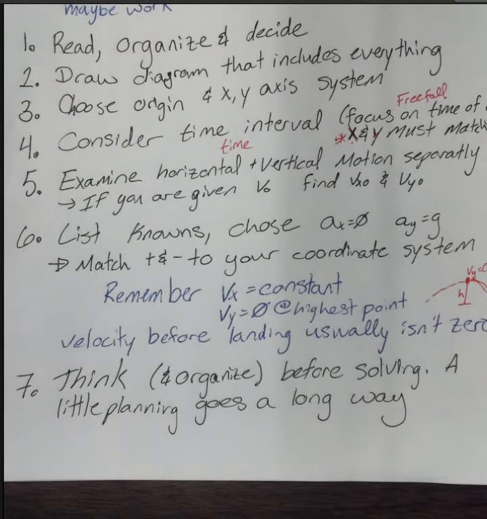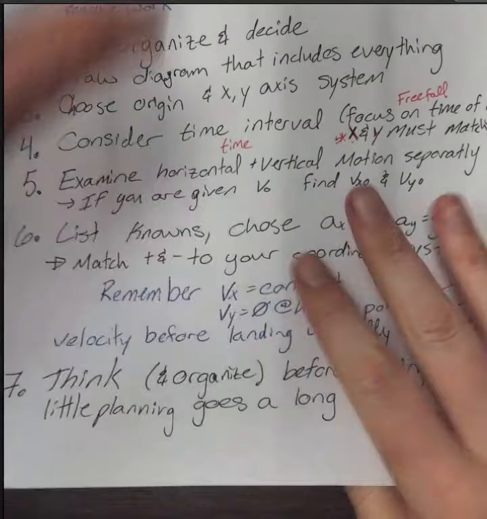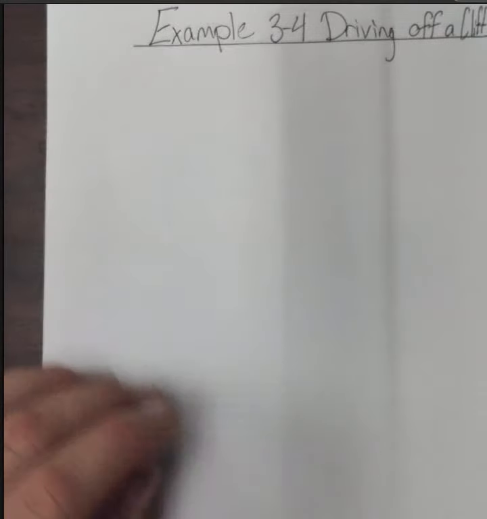So, now that we have our basic rules for problem solving, let's take a look at some example problems. Alright, so we're going to start with example 3-4 on page 57, which is driving off of a cliff. I'm going to be using the exact same numbers as the problem in the book does, but I'm going to be changing things up to make it a little more interesting.